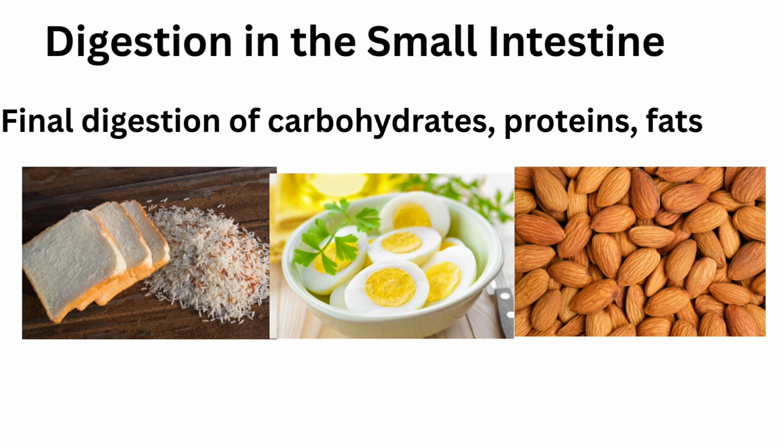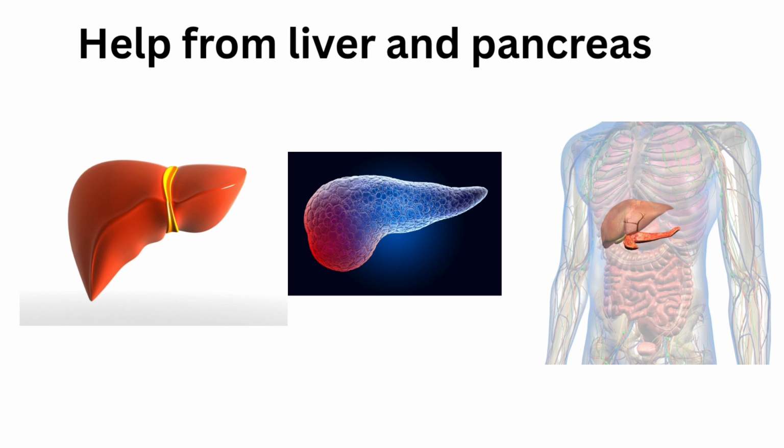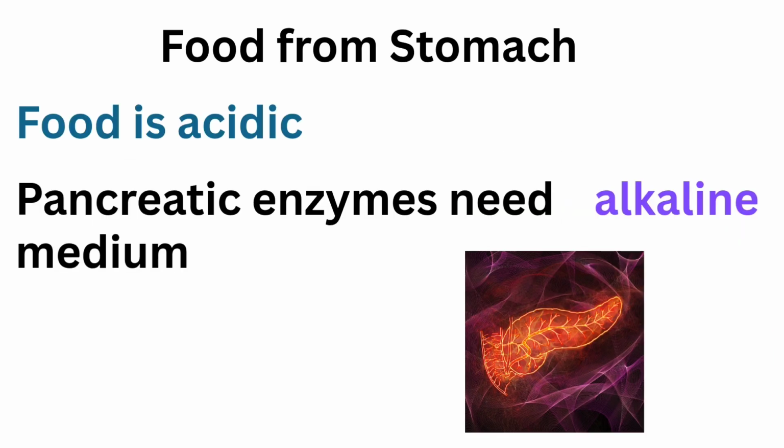The small intestine is the place where the final and most complex digestion of carbohydrates, proteins, and fats takes place. To do this, it needs the help of two important organs. Do you know what they are? The liver and the pancreas.